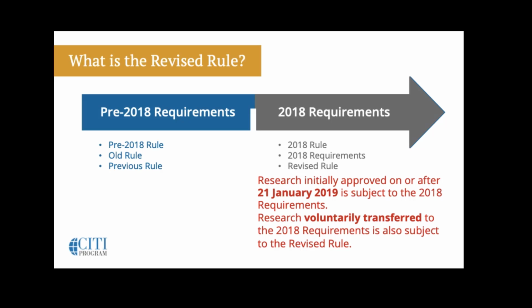First, let's quickly review what the revised rule is. The Revised Common Rule, also called the 2018 Requirements, Revised Rule, or New Rule, replaced the pre-2018 Requirements version. The pre-2018 requirements is also referred to as the old rule or the previous rule. And it's important to know that research approved on or after January 21st, 2019 is subject to the 2018 requirements, the revised rule. These revisions aim to better protect human subjects involved in research, facilitate research, remove ambiguity, and reduce regulatory burden.